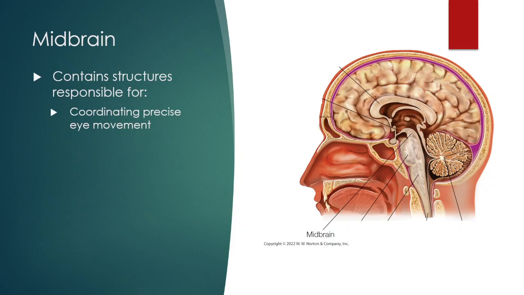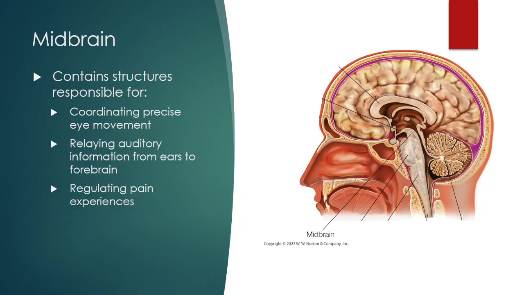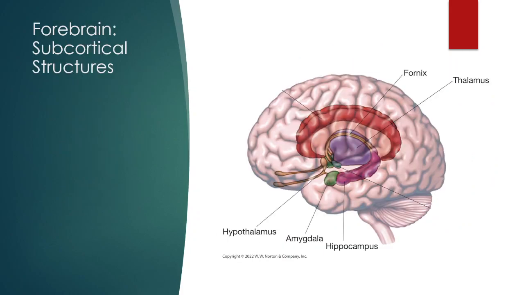The cerebellum is in part in charge of the eye movements, but that little structure that goes down to the cerebellum is really critical for precise eye movement. Relaying auditory information from the ears to the forebrain. Now, that's something that happens in these connections inside what looks like a cavity, but the lining of that cavity has all these structures. And then regulating pain experiences, regulating your awareness of pain or not pain, is happening there in that midbrain area.